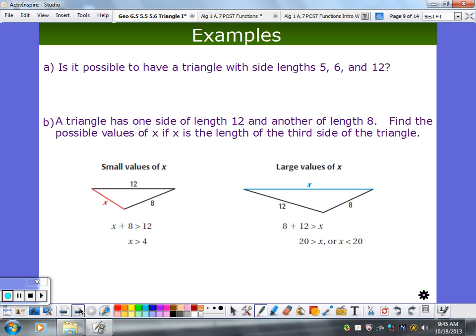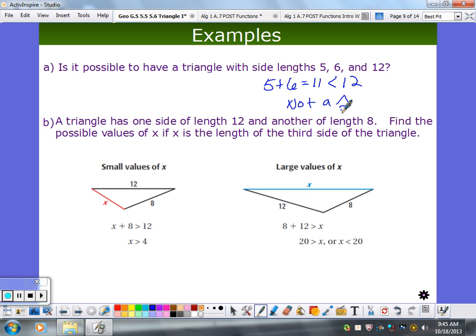So is it possible to have a triangle with lengths 5, 6, and 12? Is that possible? What? Well, is it? You tell me. We have the information we need. The two sides have to add up to more than the third. So I'm looking at what's 5 plus 6? 11. Is that bigger than 12? No. It's less than 12. Not a triangle. I found two sides that don't work.